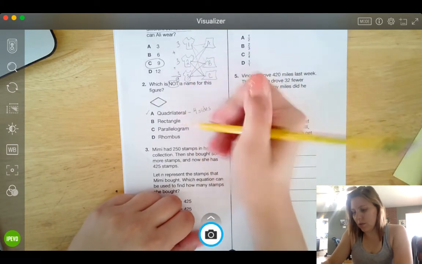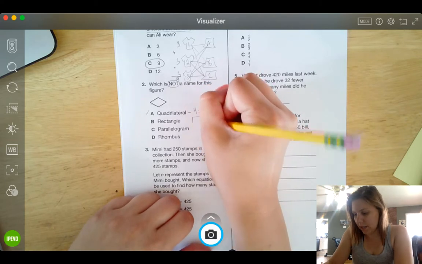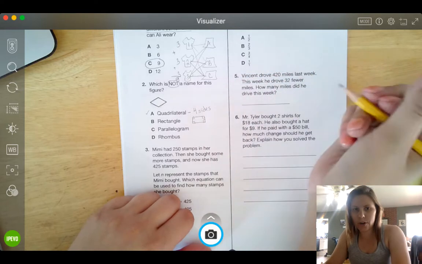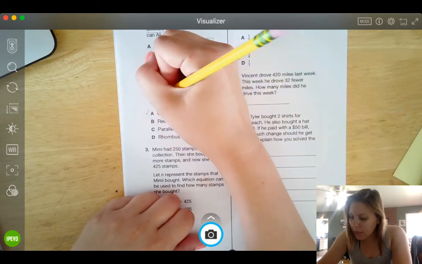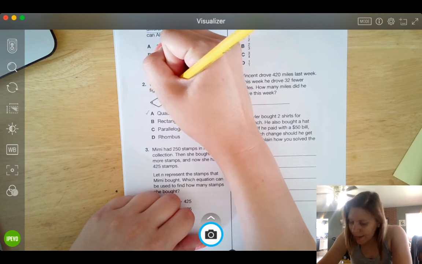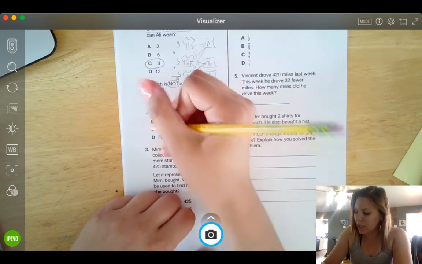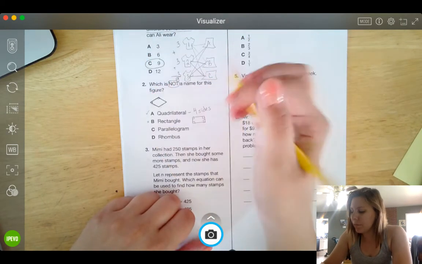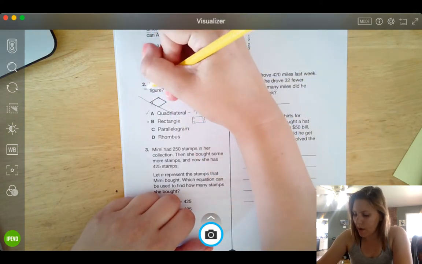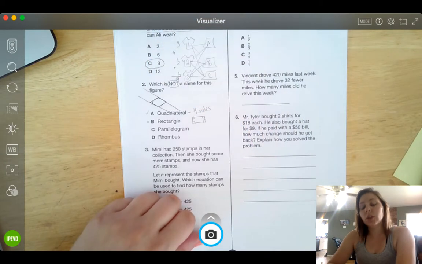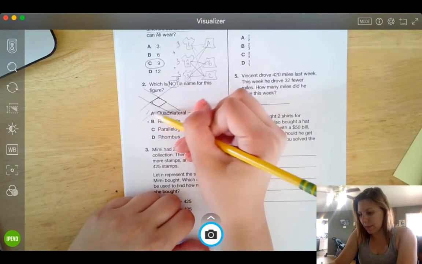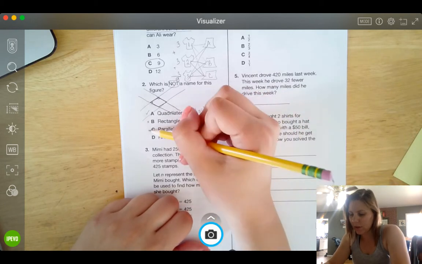A rectangle has 4 sides that have square angles, right angles. So every single corner makes a square. Now, when I look at these corners, they don't make a square. Some of them are really wide and some of them are really pointy. So it's not a rectangle. Parallelogram means that if I extend the sides, they will never touch, which is true. These sides will never touch, and these sides will never touch. So it is a parallelogram.